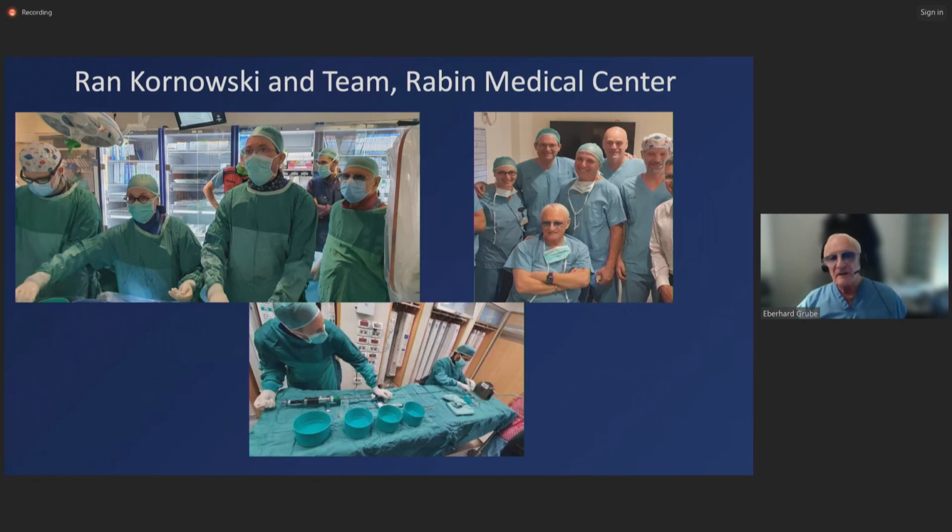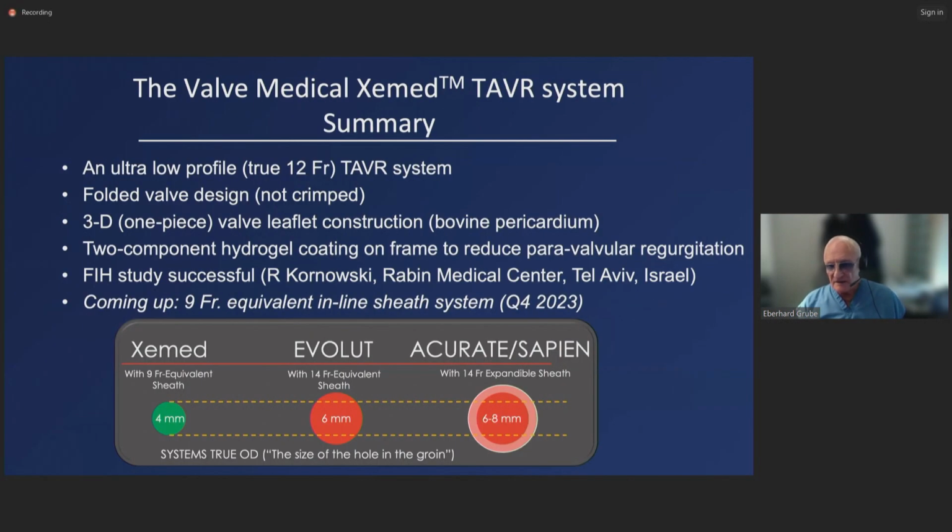Congratulations to Ran, who did the very first case some time ago, and on Thursday they will do the second case. So in summary, this particular valve is an ultra-low profile, true 12 French OD. It's a folded valve design, it is not crimped. It has 3D one-piece valve leaflet construction with bovine pericardium, and a two-component hydrogel coating on the frame to reduce paravalvular regurgitation. First in man successfully done, and coming up in 2 months, in Q4, a 9 French equivalent inline sheath system. And you can see on the left side the ZMed 4mm device, compared to Evolut and Sapien devices.